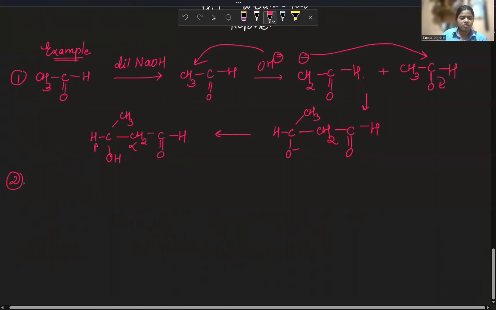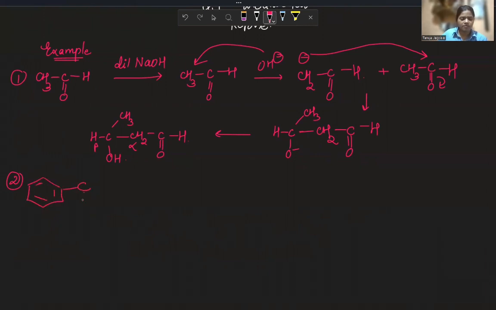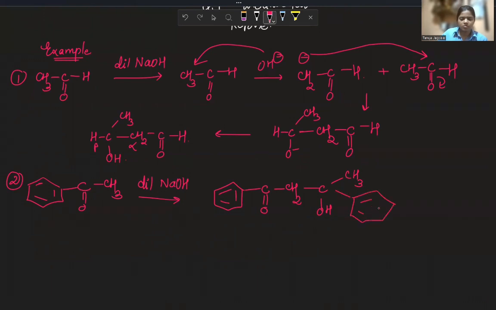In the second reaction, let us take the example of acetophenone. We can write the product as beta hydroxy ketone.